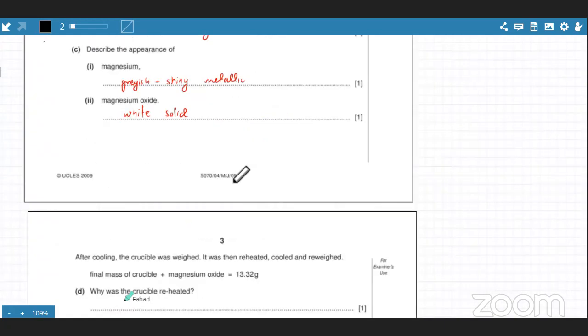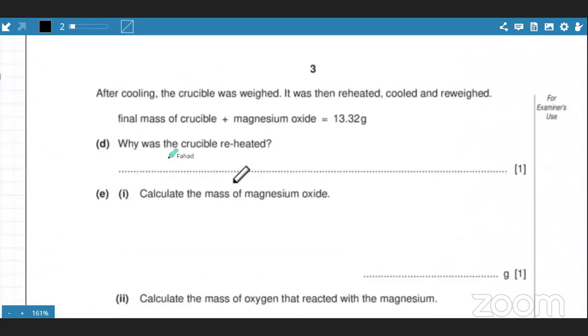So the purpose of why was the crucible reheated? To ensure that all of the magnesium has reacted.